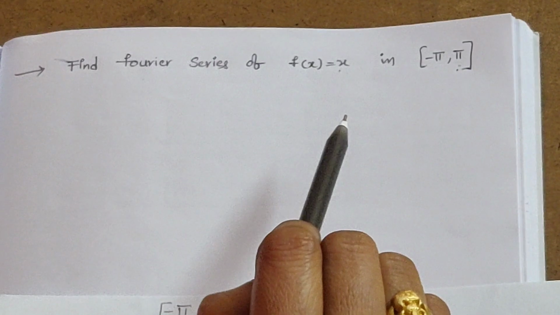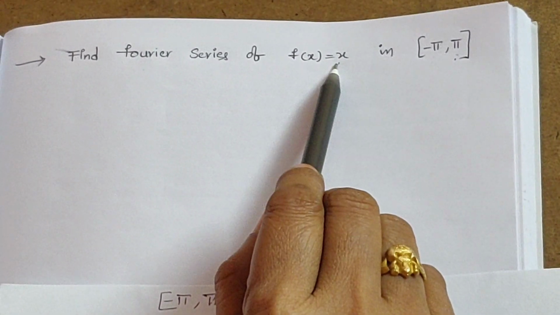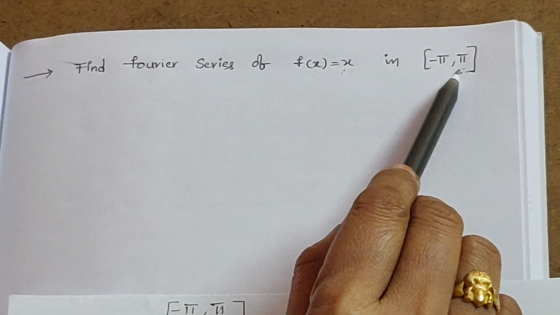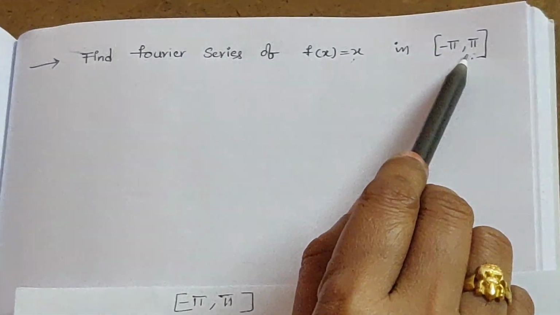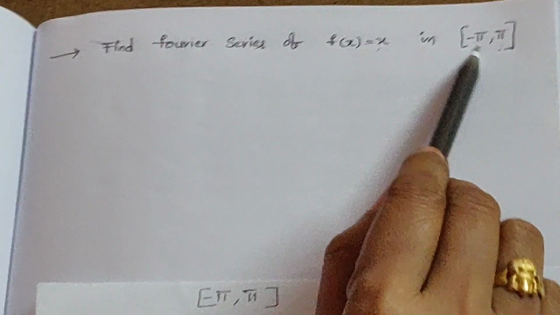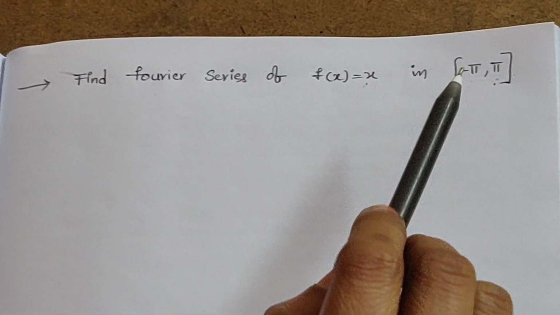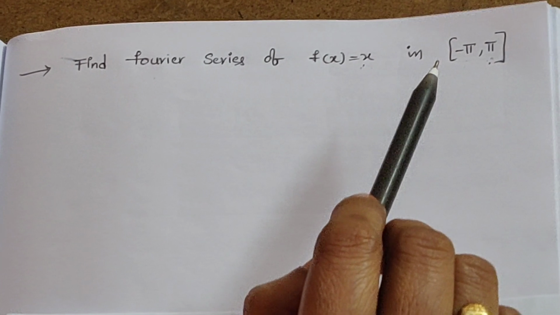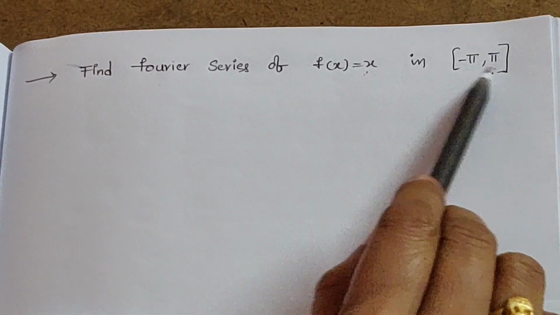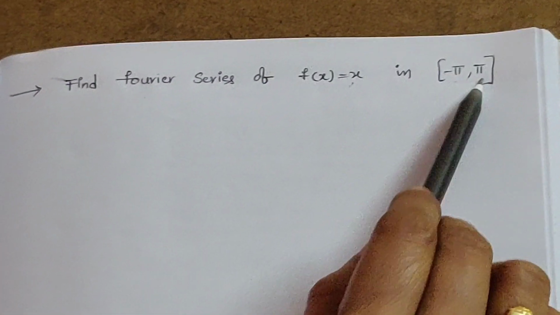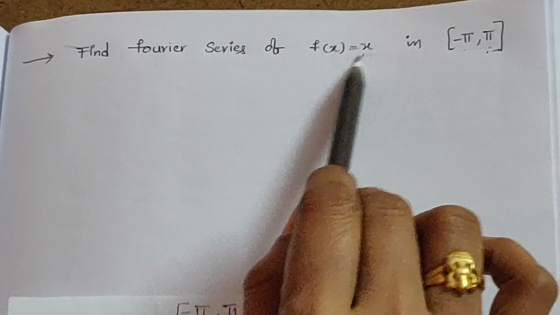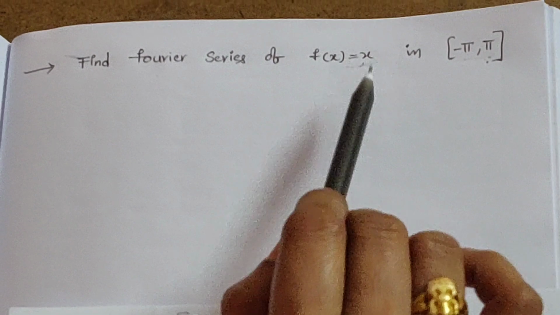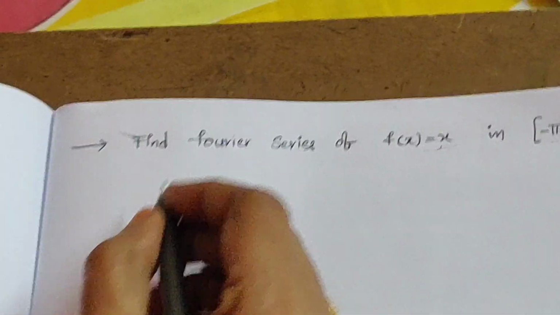We have chance to check whether the given function is even or odd if the specified interval is minus pi comma pi. If the interval is 0, 2 pi, compulsory we have to evaluate a0, an and bn, three Fourier coefficients. But if the interval is minus pi comma pi, once check the given function is even or odd. Accordingly, find Fourier coefficient.